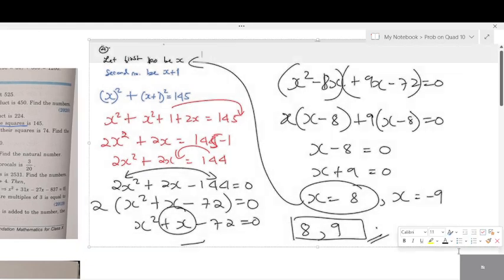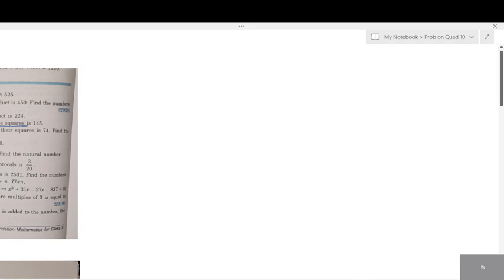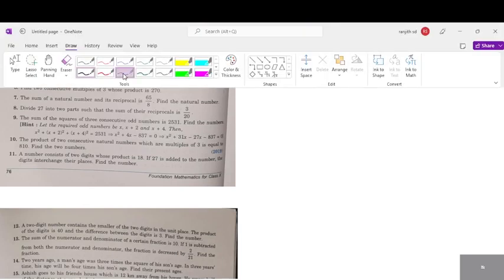Understood? Any doubts in this? Next question. Okay, anyways, you'll have the guide, right? Take answers from the guide or from other students. Okay, write it on your own. Next one, the fifth question.